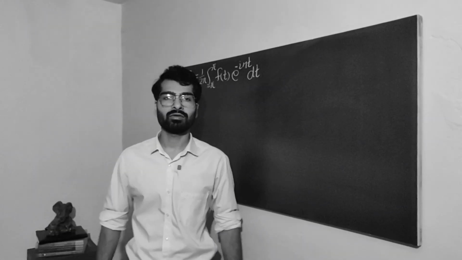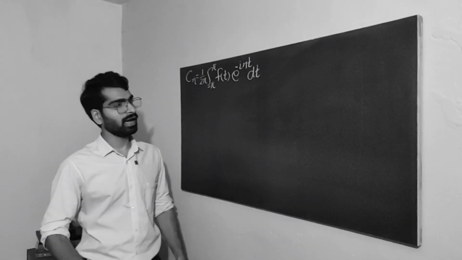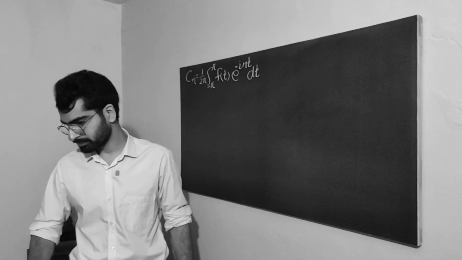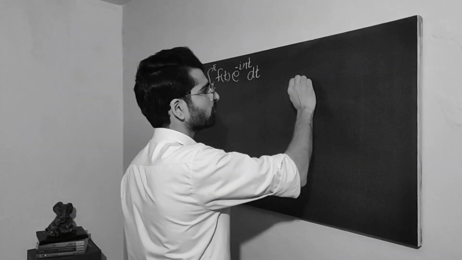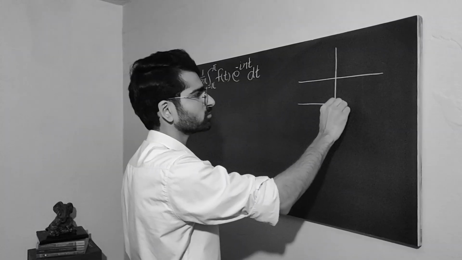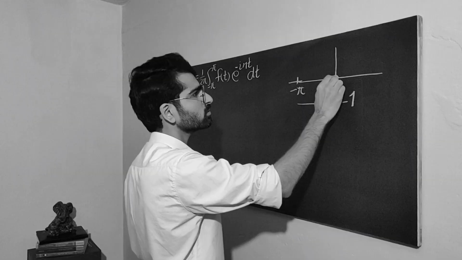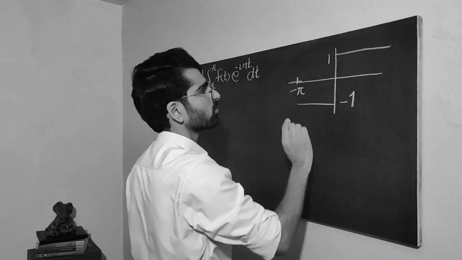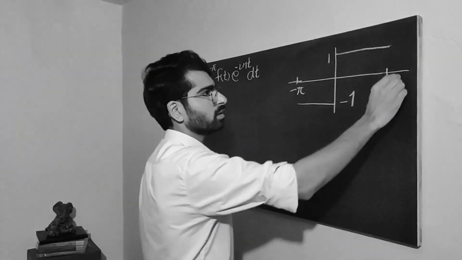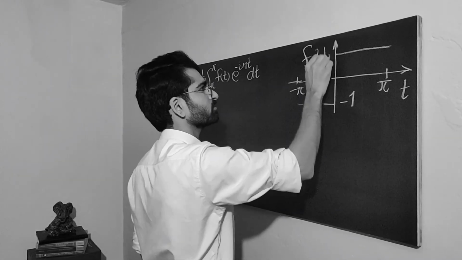I'm going to do an example for you. I won't solve it though, rather I'll give you the solution and show you what that solution is trying to tell you. Again, the function is periodic. It's a square wave. It's minus 1 from minus pi to 0, and it's 1 from 0 to pi. It's a function of time, f of t.